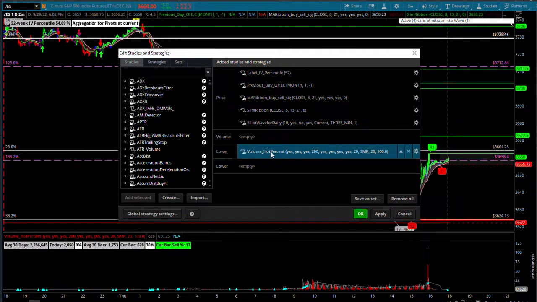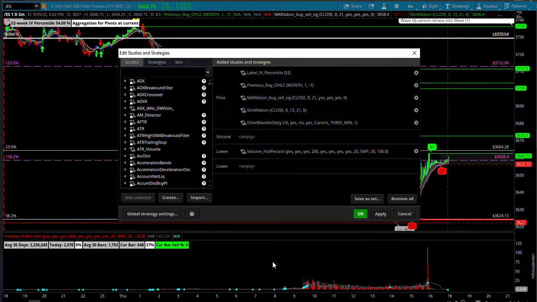And then at the bottom, I talked about it today, it's the volume hot percent. This is a little bit different volume profile. It shows live how many contracts are hitting on the bid and how many are hitting on the ask. If it's hit on the bid, it's green. If it's hitting on the ask, it's red. That's as simple as I can put it. It also shows the average volume going on in the current time frame. Okay, let me cancel this out now.